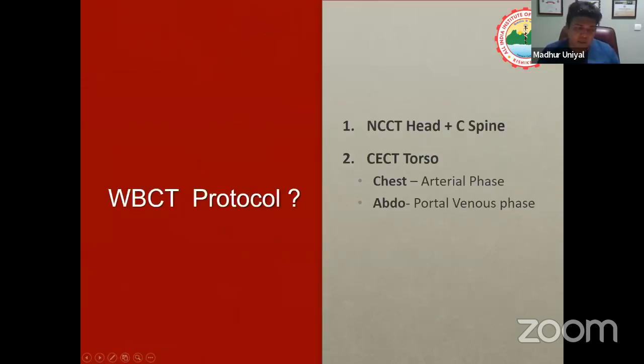So now, what is whole body CT? What do we mean by whole body CT? Generally it is NC-CT head and cervical spine, that is non-contrast CT of the head and C spine. It is contrast enhanced CT of the torso. It's not isolated chest or abdomen, but of torso, and it follows the phases like Shah sir already discussed. I'll not expand on that more.